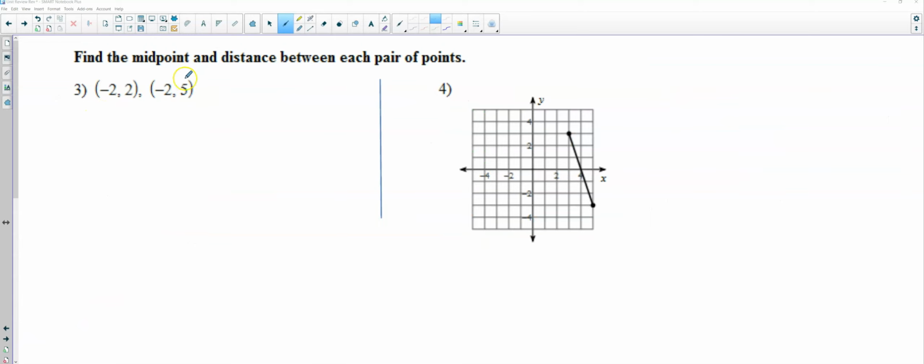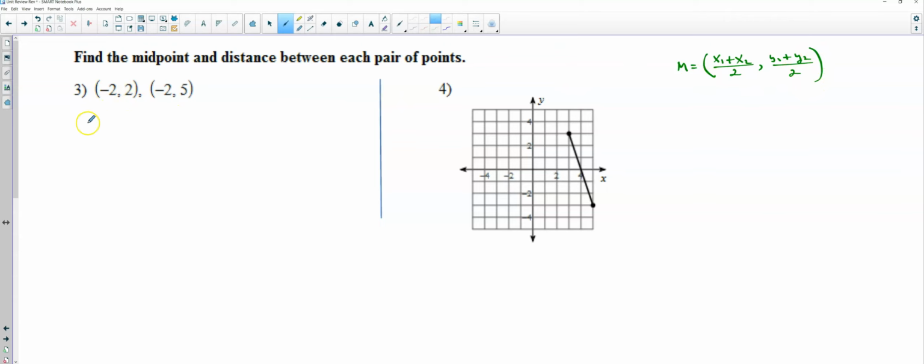The other thing you need to know is how to find the midpoint and the distance between each pair of points. So we're given a coordinate. Remember that the midpoint formula is x in point 1 plus x in point 2, and that will give me the x coordinate divided by 2, and then y in point 1 plus y in point 2 divided by 2. That would give me the midpoint.